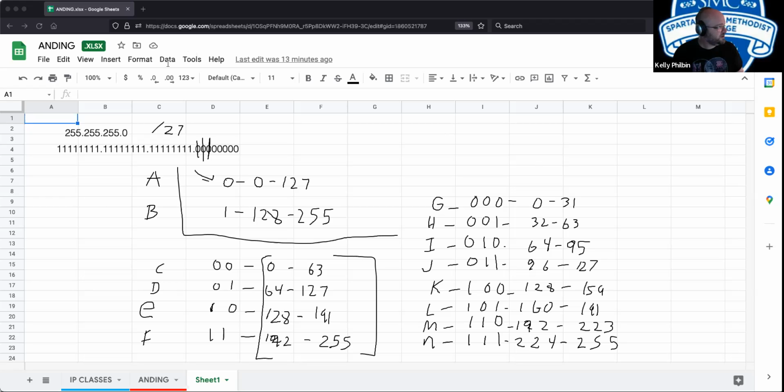All right. We're going to do a little bit of practice on IP addresses. I'm only going to be working with /26, /25, and /27 on addresses. I'm going to give you an IP address with a subnet mask. You tell me, A through N, which network you're in.